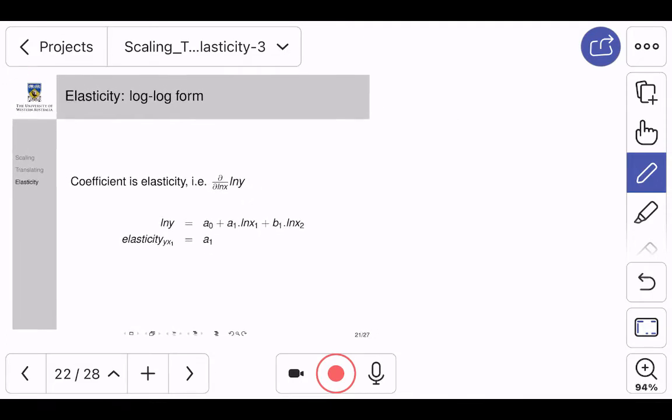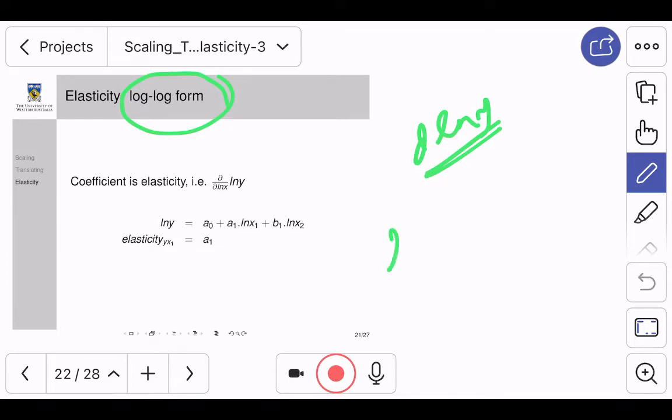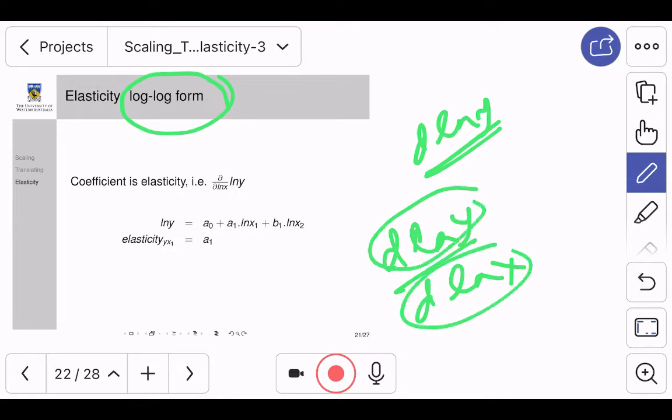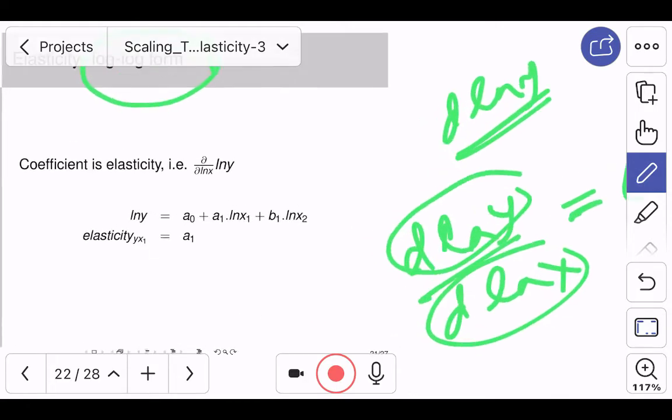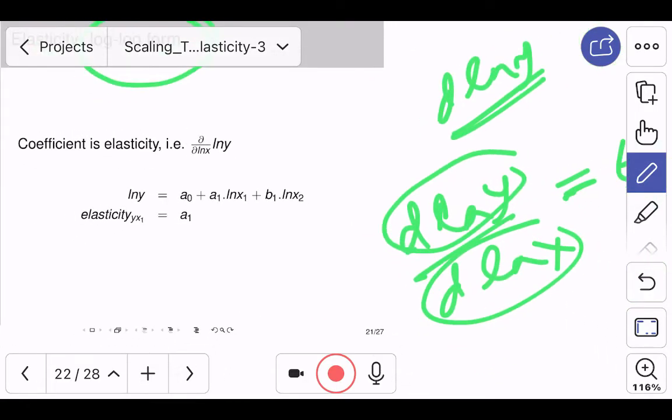Now, if we have a log-log form, and we said the change in log value can be taken as a proportionate change, well, then the change in the log value of y with respect to the change in the log value of x is a proportionate change over a proportionate change. So the ratio is elasticity itself. So we don't have to worry about that. So the a value here becomes our elasticity. Okay, that's how it works.